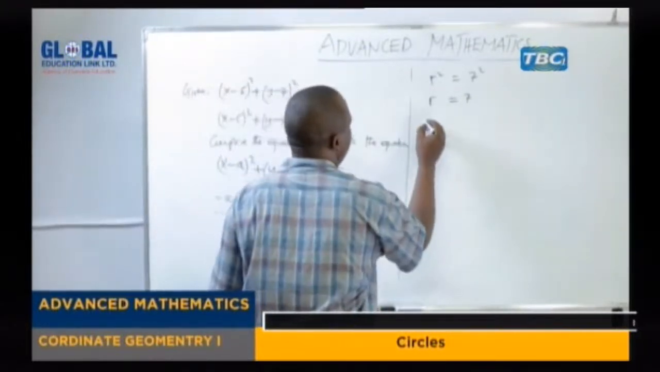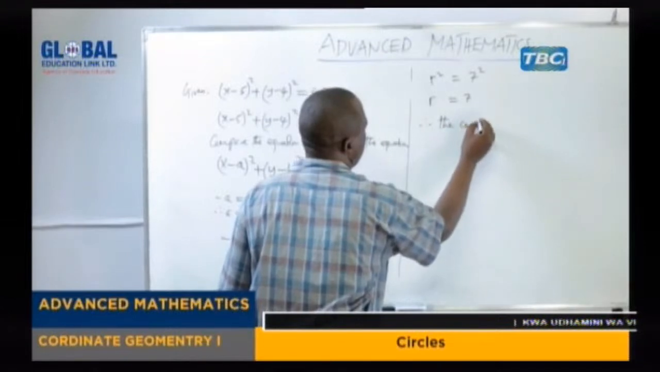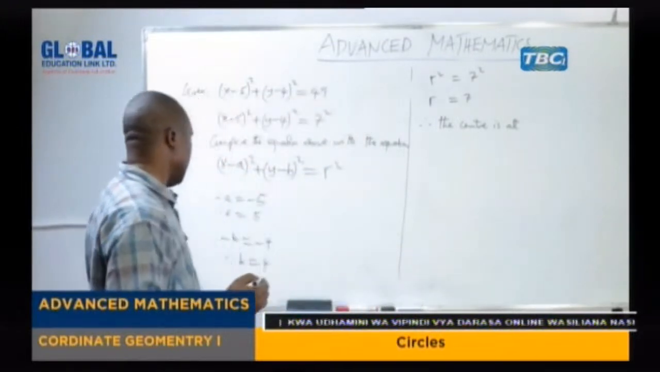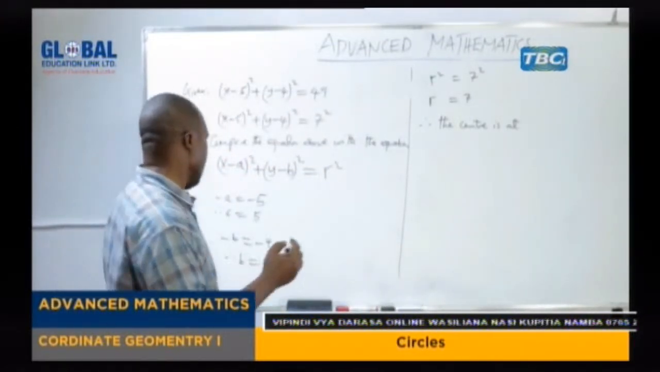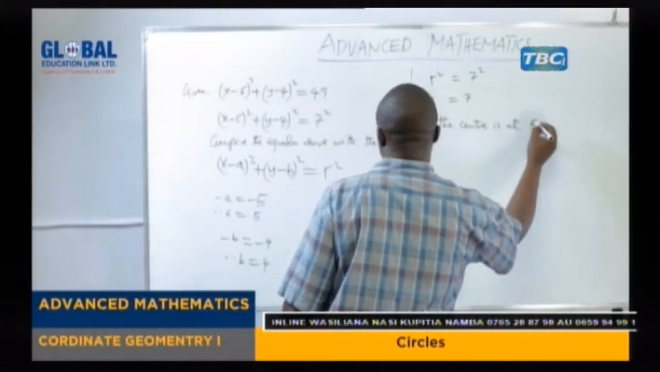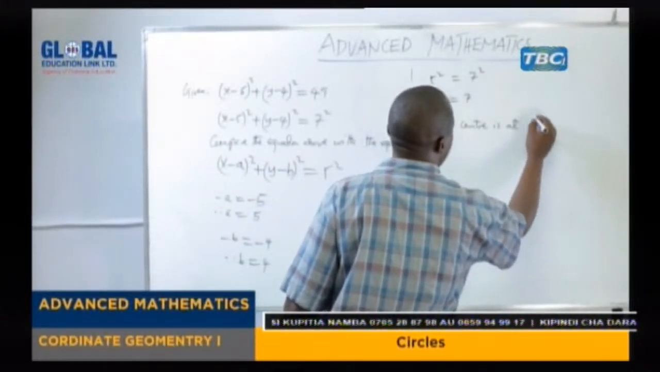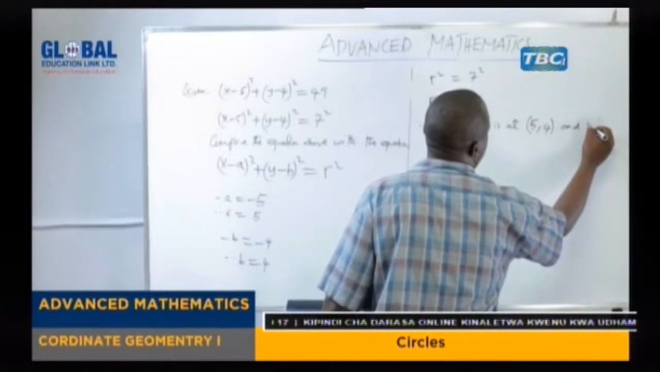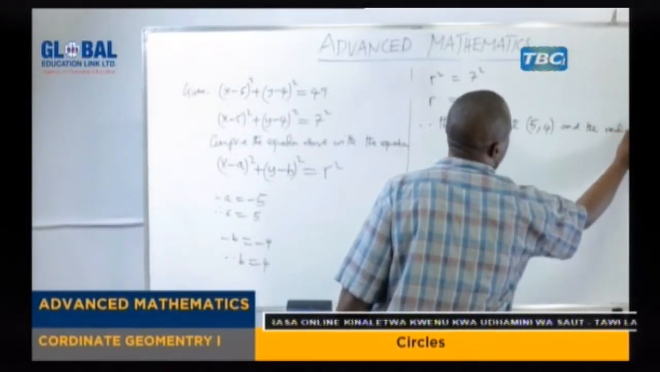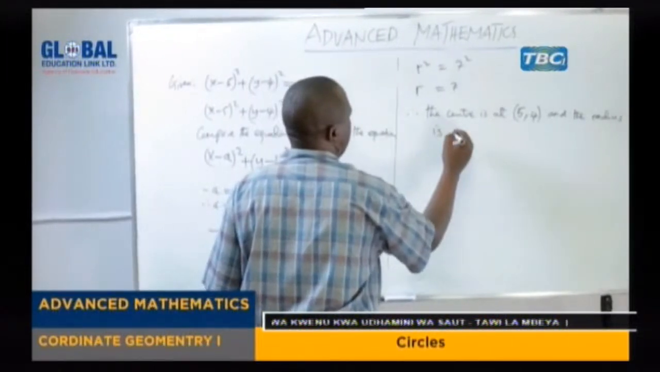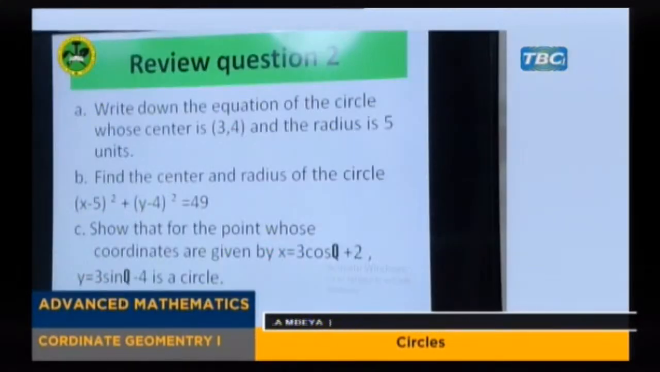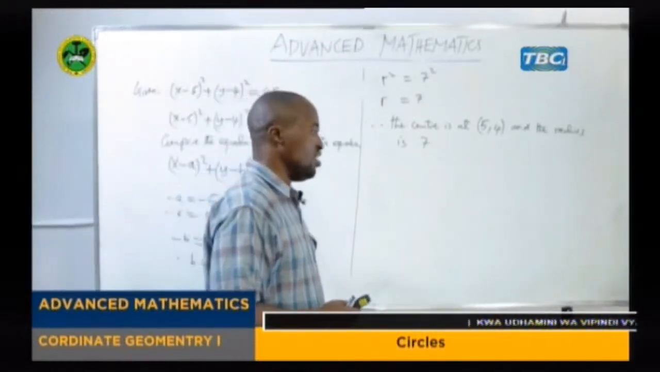Therefore, the center is at, remember here we have a comma b, so it is at 5 comma 4, and the radius is 7. So that is how to find the center and the radius for such kind of equation. So again, let us proceed with the C.